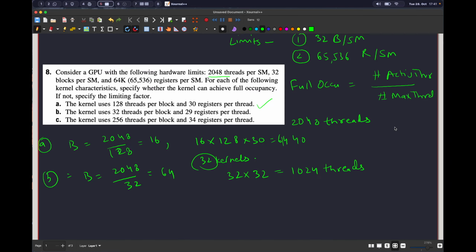And each thread will use 29 registers. So around 30K registers in total for an SM. In that case, the second limit is satisfied, but the first limit will fail and we will only use 32 blocks, 1024 threads. So our occupancy will be 50%, which comes out because of 1024 by 2048. So we cannot achieve full occupancy in this case.